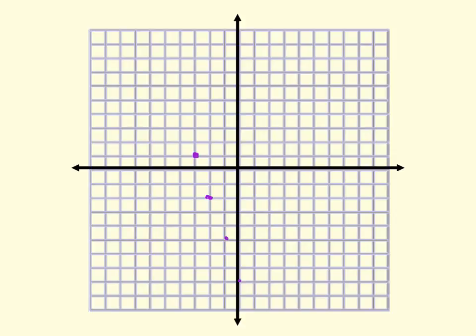So if you have to graph from point slope form, which again you do not have to do too often, but if you do, just plot your point, do your slope, and then you've got all these points. You can connect your line.